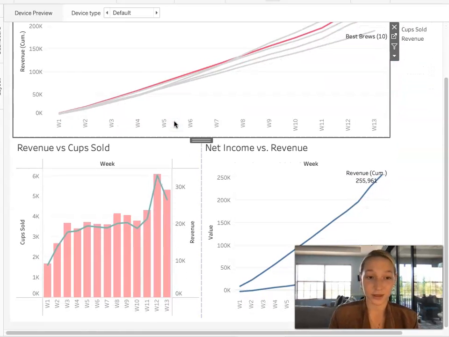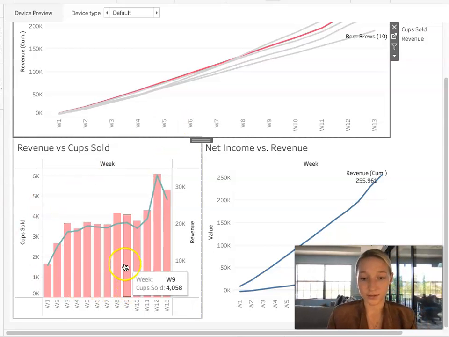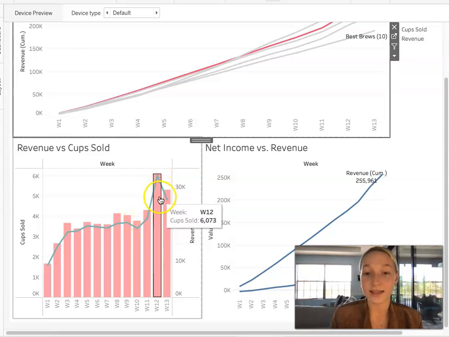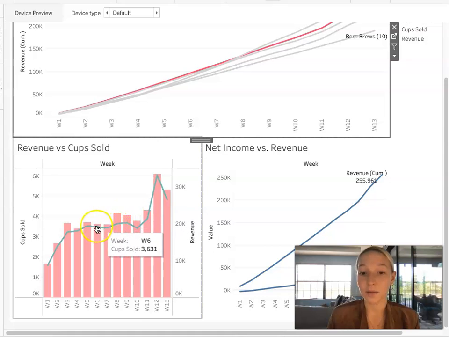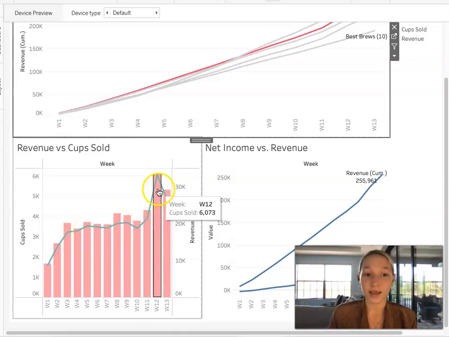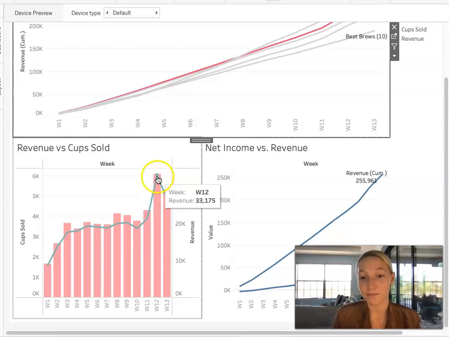The second visual here shows the revenue versus the cups sold throughout the course. This green-blue line represents the revenue, and these pink bars represent the cups sold each week. This data shows that our best week in both revenue and cups sold was week 12, where we sold 6,073 cups of coffee, and our revenue was $33,175.